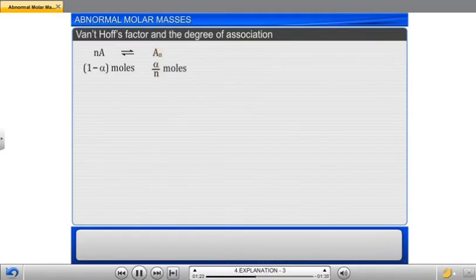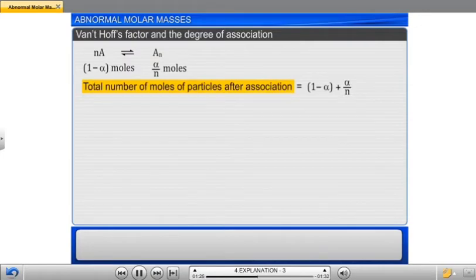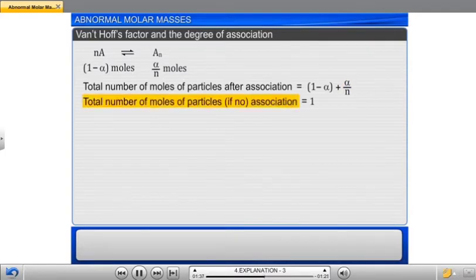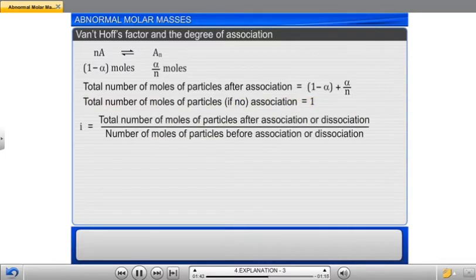Therefore, the total number of moles of particles after association is equal to 1 minus alpha plus alpha divided by n. If there is no association, then the number of particles is equal to 1. Substituting the values of the number of particles in the relation i is equal to total number of moles of particles after association or dissociation divided by the number of moles of particles before association or dissociation, we get i is equal to 1 minus alpha plus alpha divided by n, divided by 1.